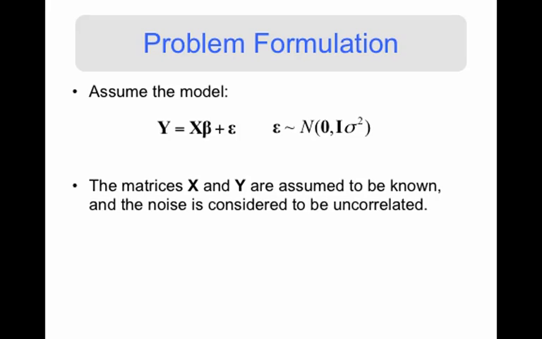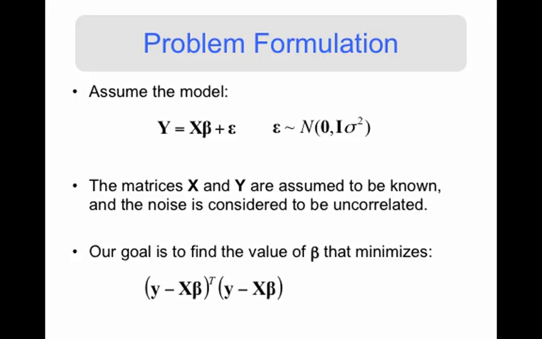Now the matrices X and y are assumed to be known. y is simply the data that we observed, and X is the design matrix which we have the ability to specify and where we put in all our information about what we believe is present in the signal. In this model we assume the noise is uncorrelated. And our goal is to find the values of beta that minimize the following quantity. And this is called the least squares criterion.